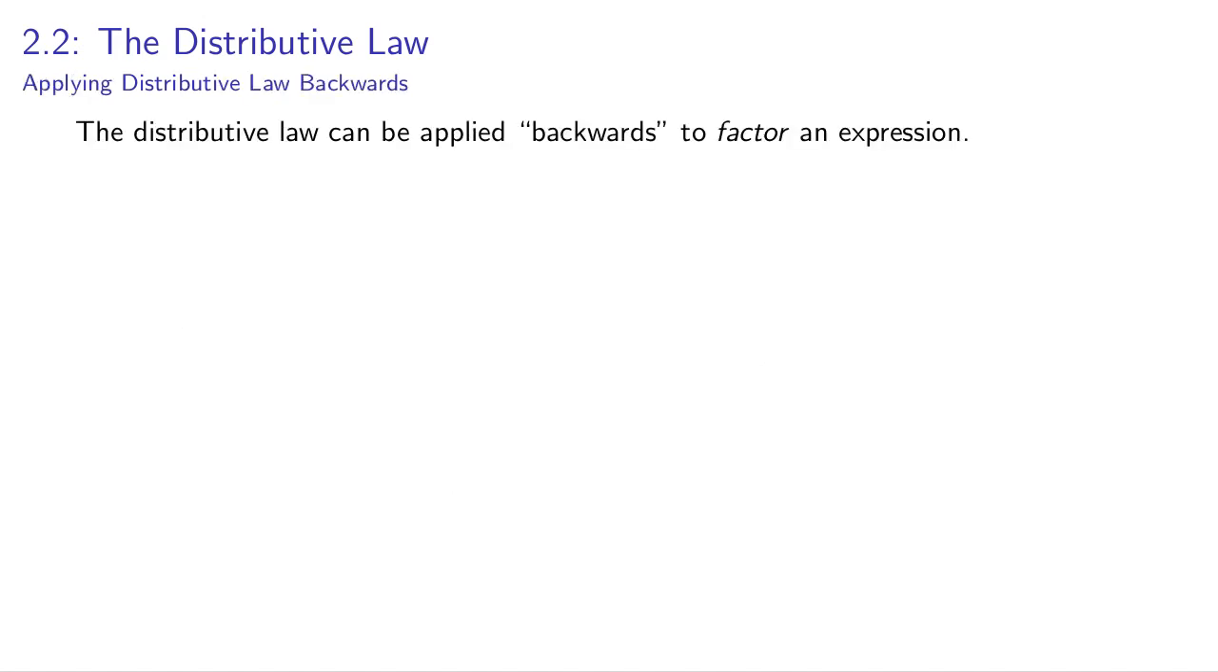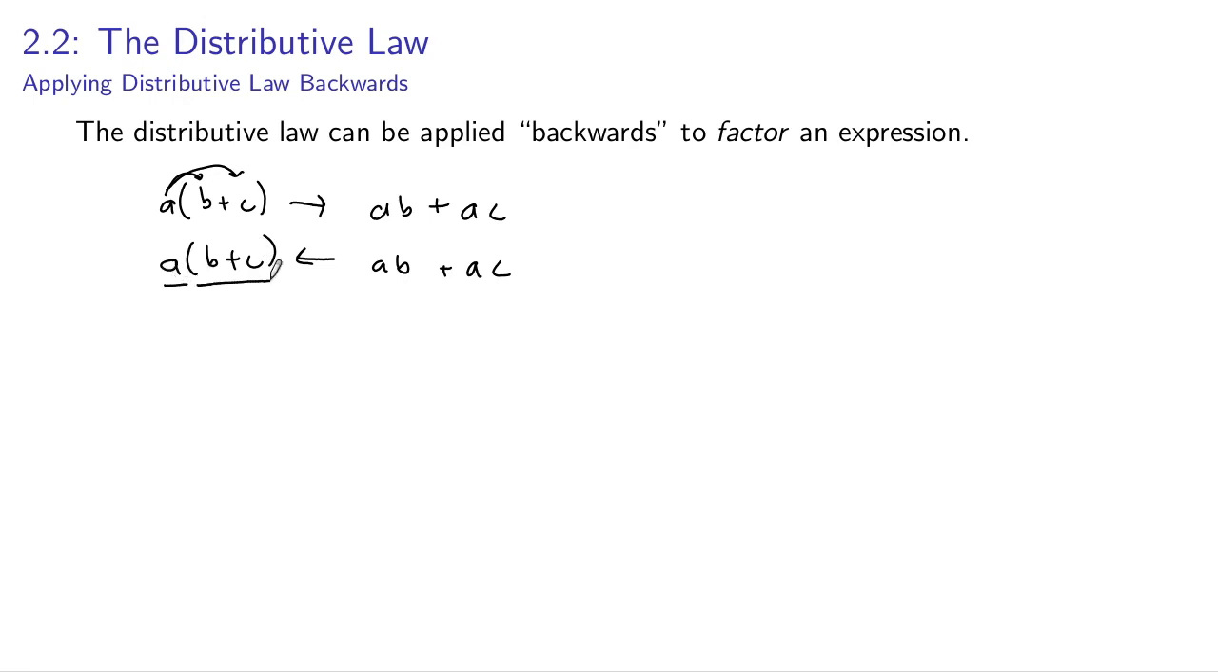We can apply the distributive law backwards to factor an expression. So up to this point we've been distributing kind of forwards, so to speak. We've been taking a times the quantity b plus c, distributing over, and getting ab plus ac. But these were equivalent things, so we can also go backwards. We can take ab plus ac and find the factored version where we have two factors. Factoring, whenever you see the word factor, just think multiply. Factor means two things multiplied.